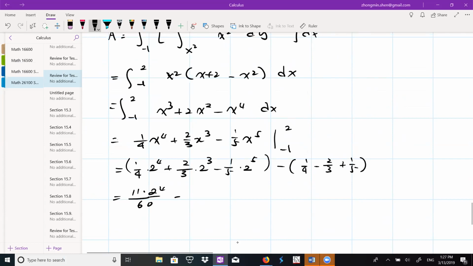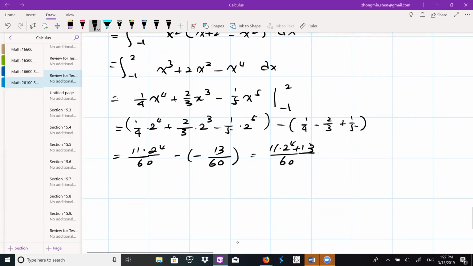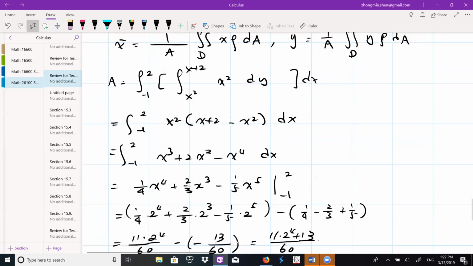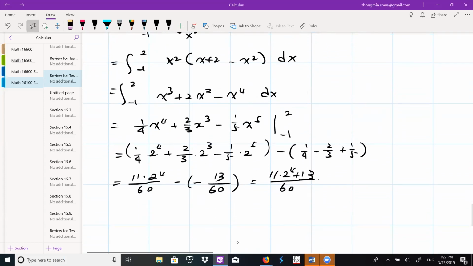okay? So the next one will be -11 over 60. Okay, so it's kind of complicated. 11 times 24 plus 13. So this is a very strange number. I'm not sure I should complete this whole computation. So then this is the total mass.